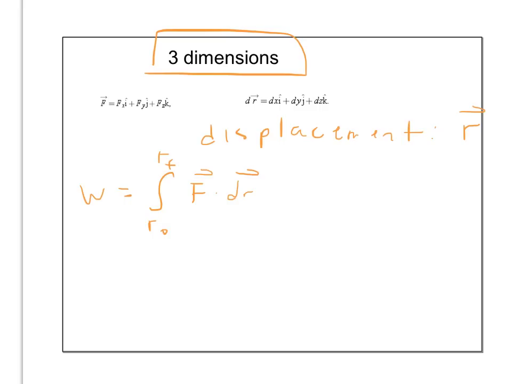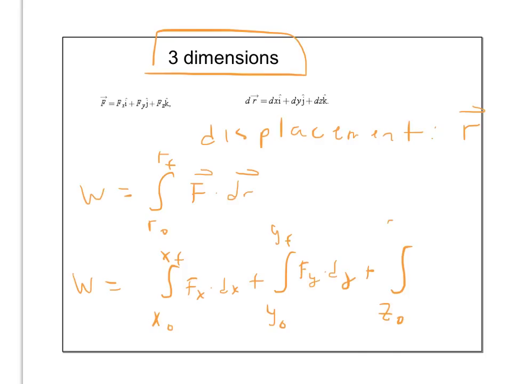But what we know about the dot product is we can then just split that up into their respective components. So work then is just going to be the integral from x initial to x final of fx times dx, plus the integral from y initial to y final of fy dy, plus the integral from z initial to z final of fz dz.